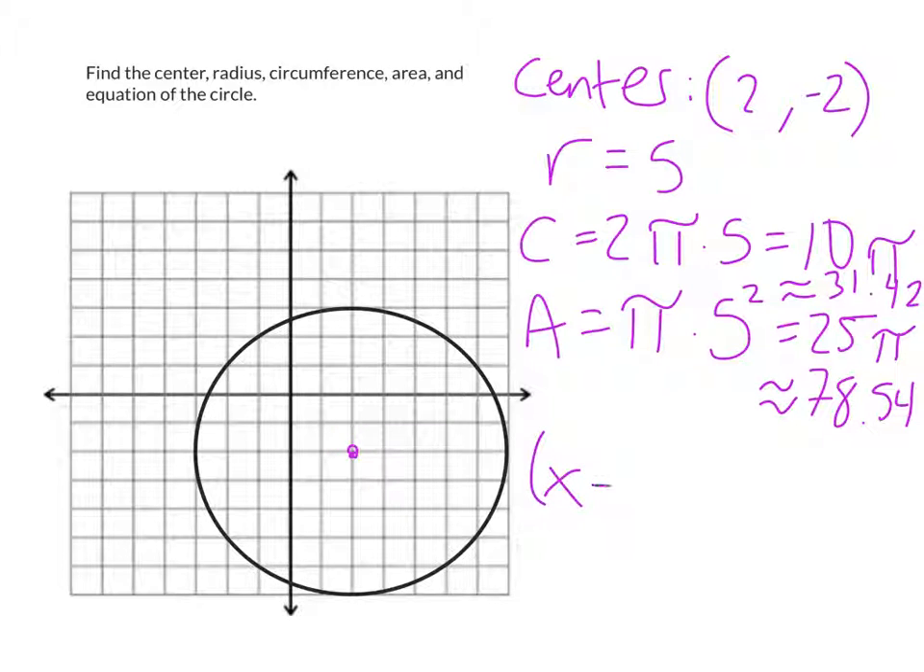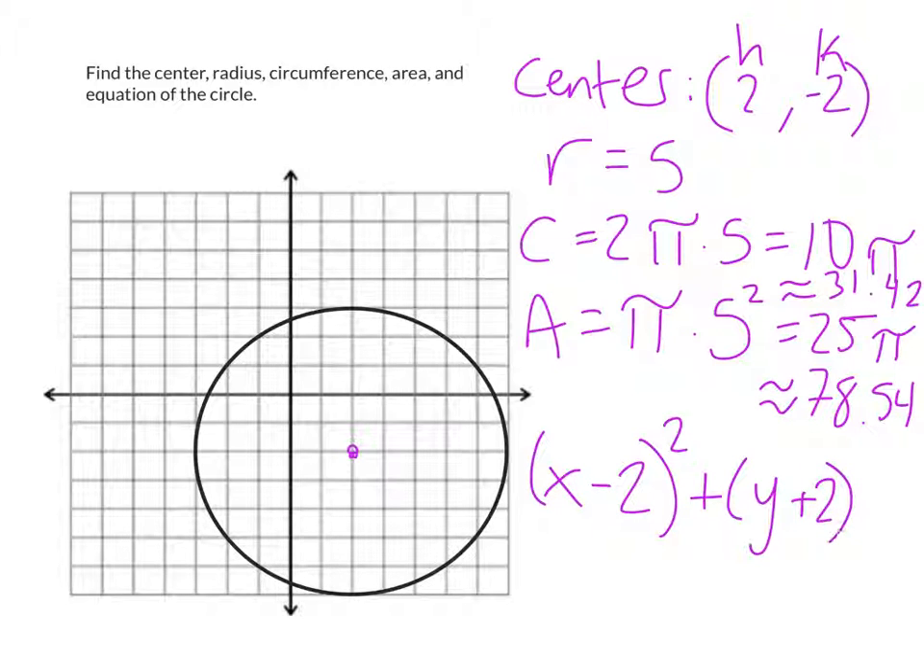All right. The equation of the circle. X minus our x coordinate. This is our h. This is our k. (X minus 2) squared plus (y minus negative 2), so plus 2, squared. And then my radius is 5, so equals 25.